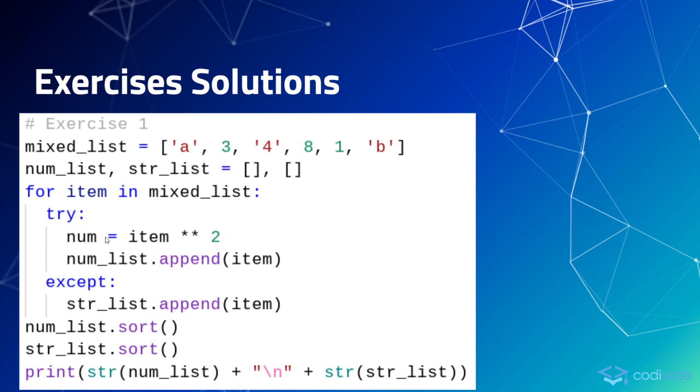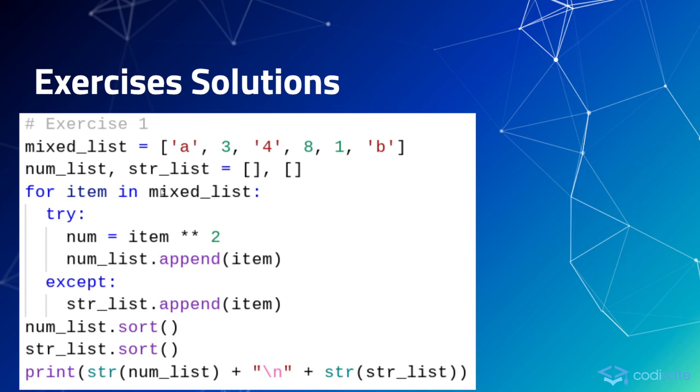Well, if we can square it, that means it has to be an int, because we can't square a string. And in the case that we can square it, we append it to the num list, which is basically adding it to the num list. However, if we square it and that causes an error, that means it has to be a string, because we know that if it caused an error, it cannot be an int, and the only other possibility is a string. So in that case, we append it to the string list.